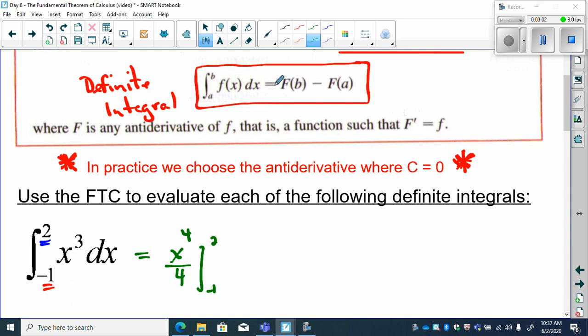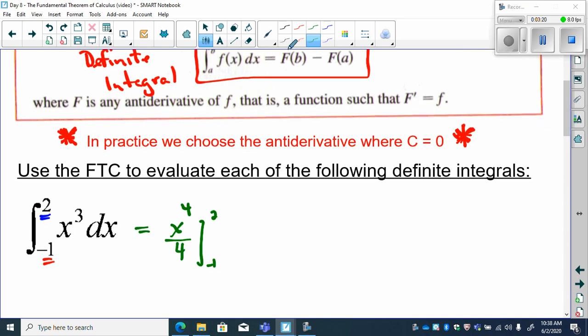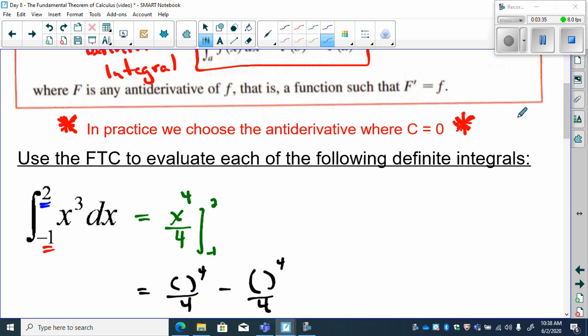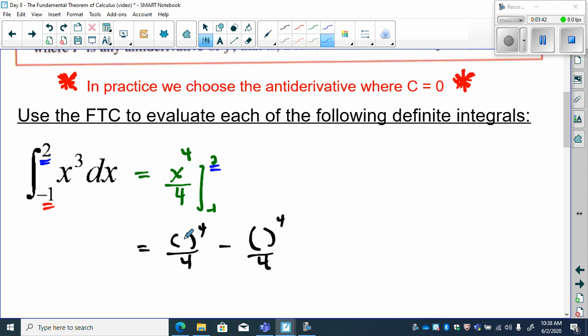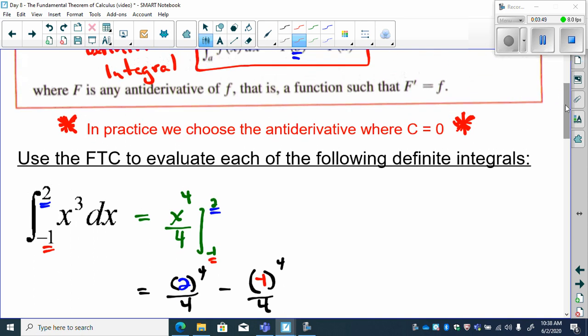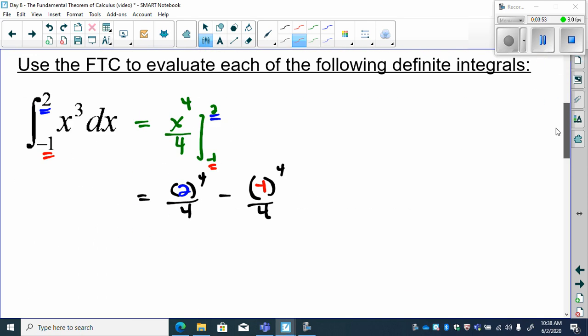And what it says to do is evaluate the antiderivative at your upper limit of integration. So in this case, I'm going to plug a 2 into this. I'm also going to plug in a -1, my a value, my lower limit of integration, and then I'm going to subtract my two answers. So this will equal x to the 4th over 4 minus x to the 4th over 4. The only difference is I'm plugging in my b value first, which in this case is a 2. I'm going to plug a 2 in, and then I'm going to plug a -1 in, my a value, and I'm going to subtract the two.